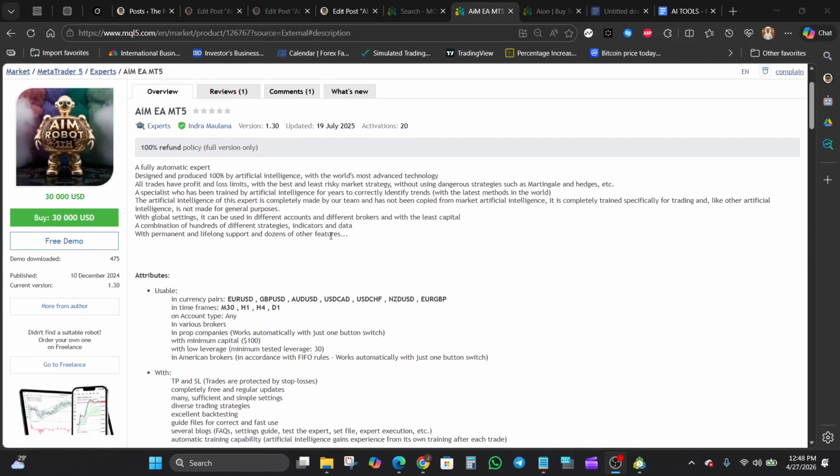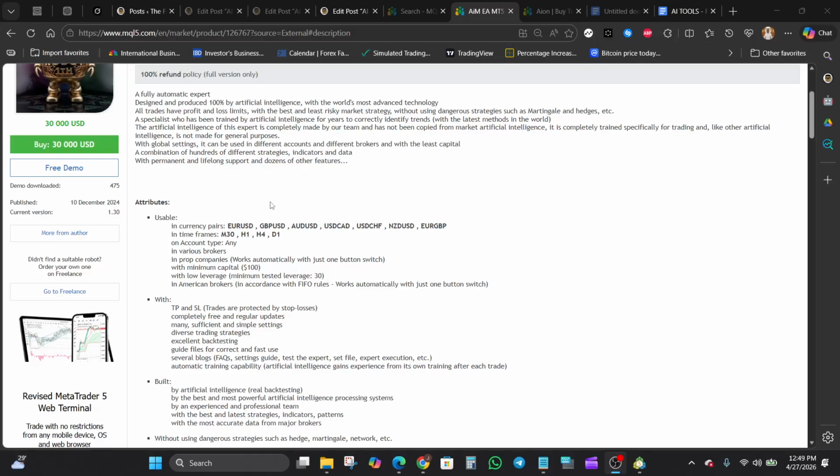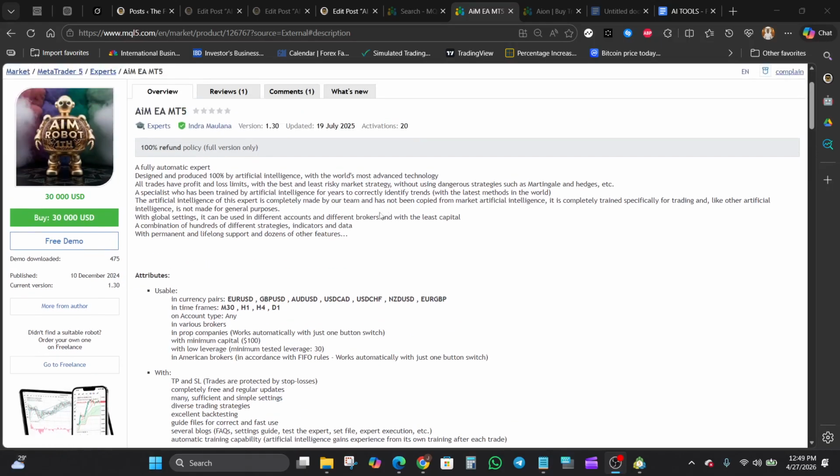This EA is listed as a fully automated system built around artificial intelligence. We can see that it's currently priced at 30,000 US dollars. All right, quite on the expensive side, right? Now, what stands out is that it's not a simple indicator based robot. According to the developer, this EA is trained using a combination of hundreds of indicators, patterns, and broker data.